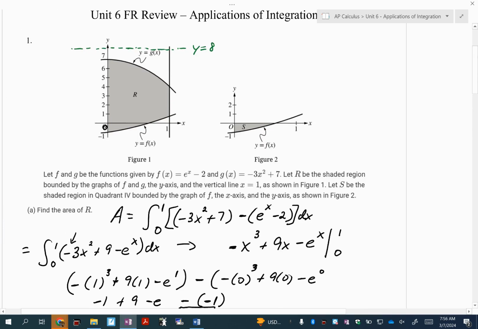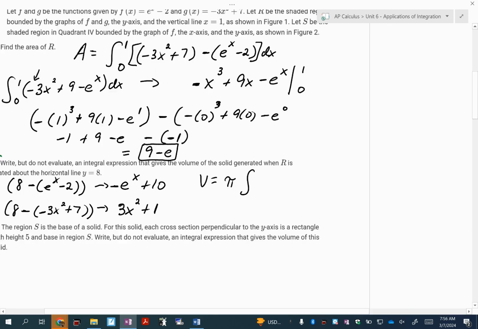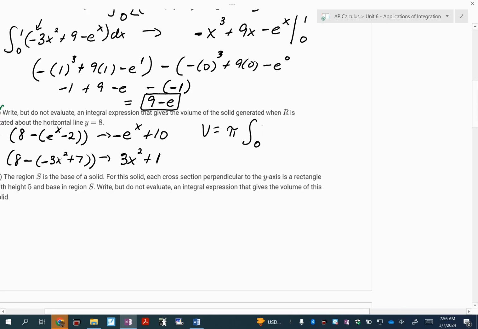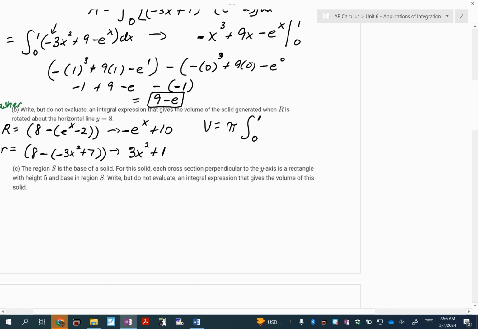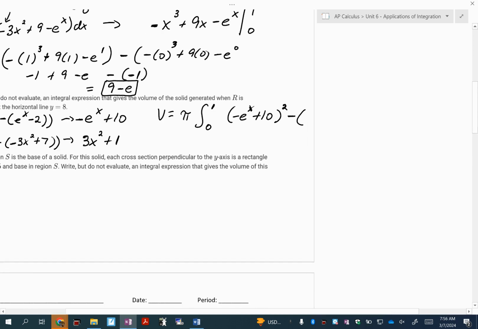The integral is still going to be from 0 to 1, right? We're revolving around a horizontal line. All right, so 0 to 1, but I'm going to have my capital R squared. So I'm going to put the opposite of e to the power of x plus 10, all of that squared, minus my lowercase r, which is 3x squared plus 1 squared. And then don't forget, you don't want to get points off for this, to put that dx.